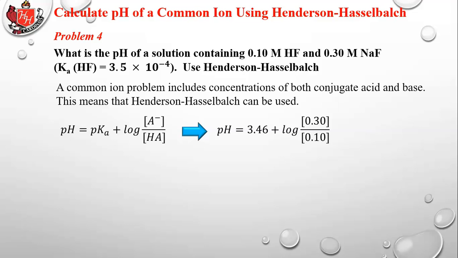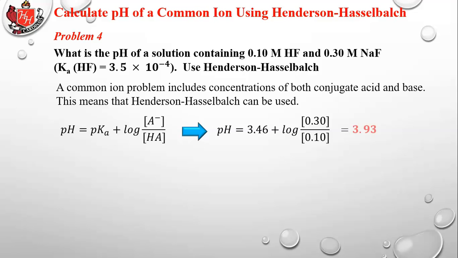So if we do that, the negative log of 3.5 times 10 to the minus fourth, I didn't show the calculation here, but do it on your calculator. Be sure you confirm this. Gives you 3.46. That's the pKa. And then you have the log of the base on top. Be sure you don't get it backwards. It's the conjugate base on top. That's the 0.3 of the fluoride ion. And the conjugate acid on the bottom. That's the 0.1 of the hydrofluoric acid.